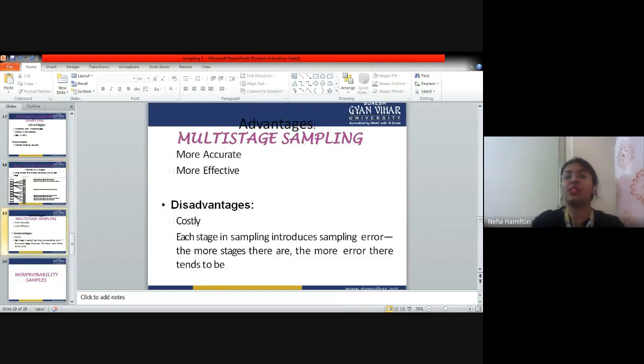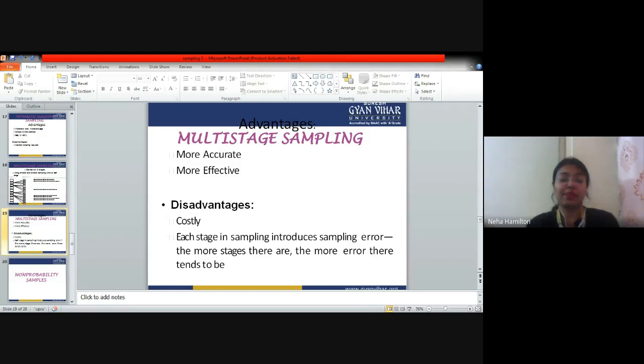Okay. Now, what are the advantages of multi-stage sampling? The first advantage is that it is more accurate and it is more effective. Definitely, the greater the number of levels you make, the greater the accuracy of your research results. That means if you are making 2 levels, the accuracy is high. If you are making 3 levels, the accuracy is higher. If you are making 7 levels, the accuracy is highest, right? So the more the levels in your sampling, the more the accuracy of your results. It is more accurate and it is more effective.